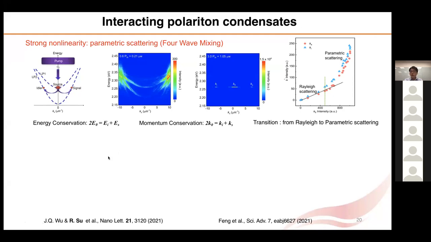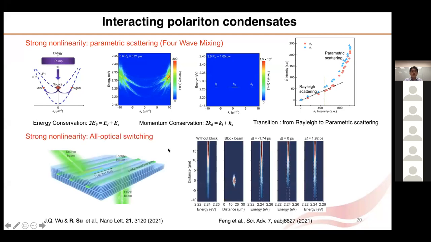Combined with the previous demonstration of long range propagation, we can really achieve optical switching at room temperature. So here shows the schematic. We use a source beam as the polariton source to propagate along the wire as shown here. And in the downstream, we use another beam as the block. Due to the repulsive interaction, once the block beam is there, it will introduce a blue shift potential to stop the propagation of the source beam. Once these two beams are correlated in time, as you can see here, the propagation of the source beam is stopped. So this acts as an optical switching process.